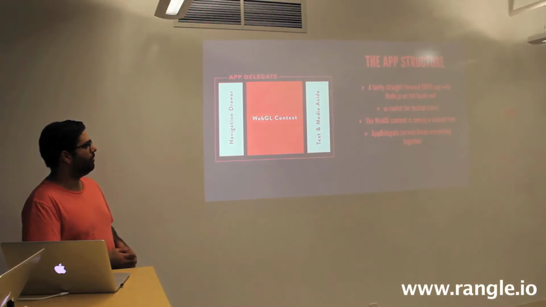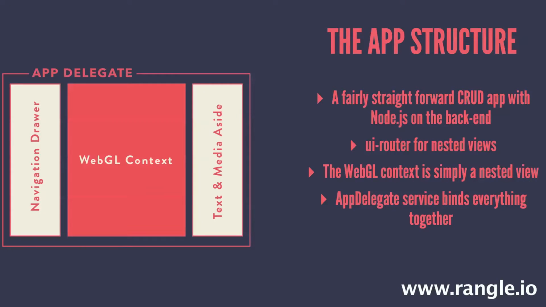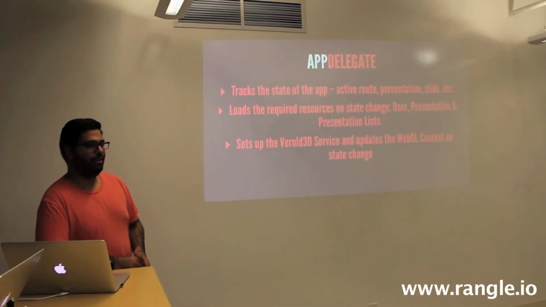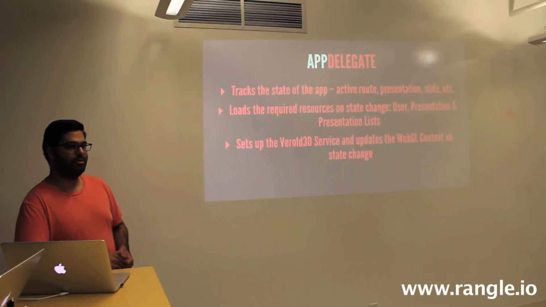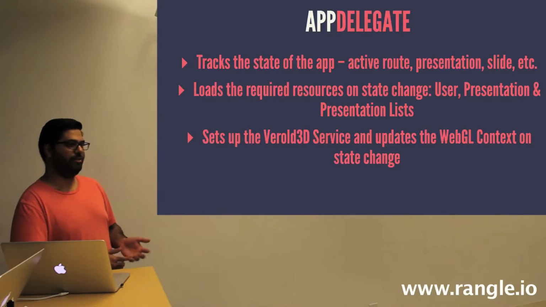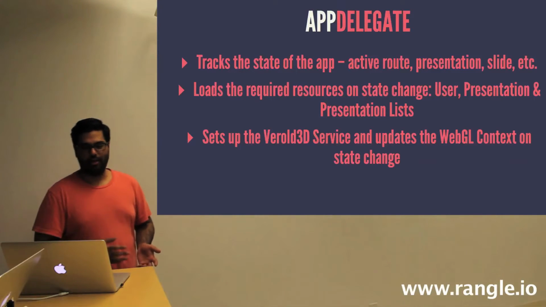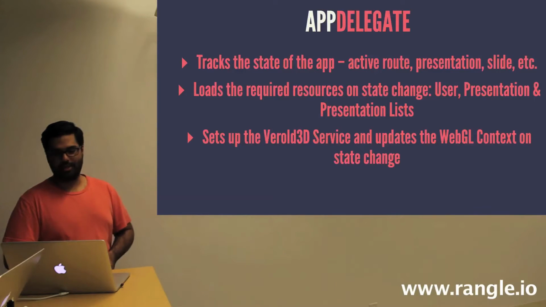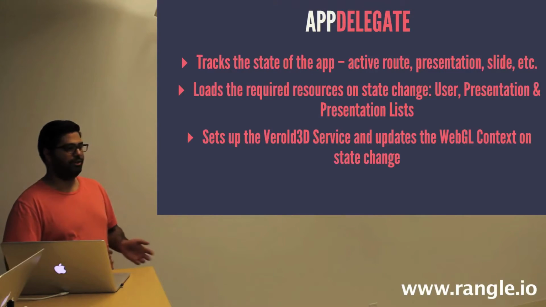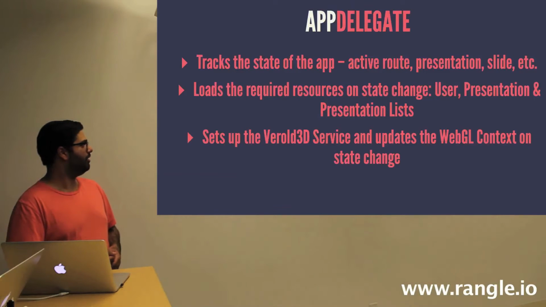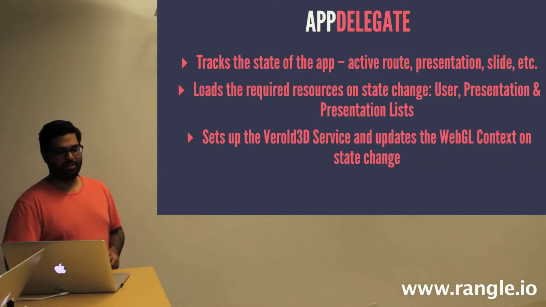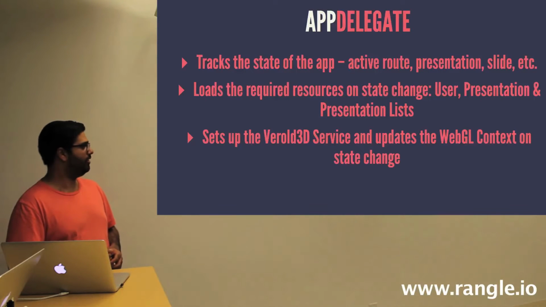And what we ended up doing was use an AppDelegate service that sort of bound everything together and was responsible for updating both the UI that's based in the DOM and also the WebGL Context that's running on a low-level API. So the AppDelegate is kind of our app state service. A lot of people use app-level controllers. At Wrangle, we prefer to use services instead. And this is responsible for tracking what the state of the app is, loading up different resources when you go to different views, making sure that they are the correct resources that you're loading up, and then finally triggering updates in the WebGL context and talking to the Wrangle 3D API.